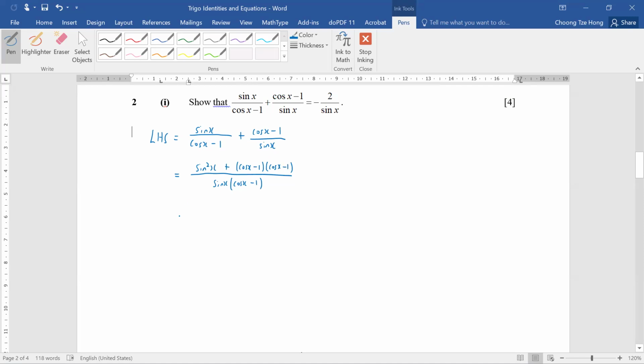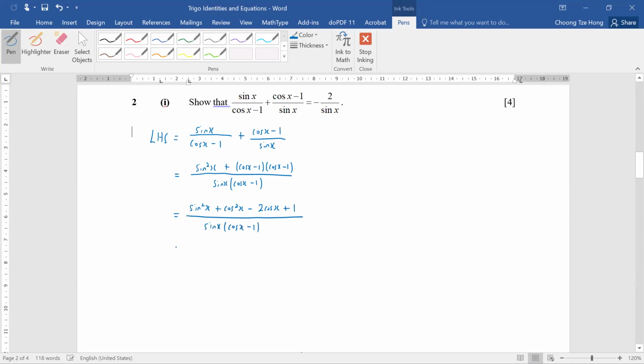Now we will try to expand this cosine x minus 1 times cosine x minus 1. So we'll get sin square x. Remember, use the rainbow method to open it up: cosine square x minus 2 cosine x plus 1. So this is what we'll get for the numerator.